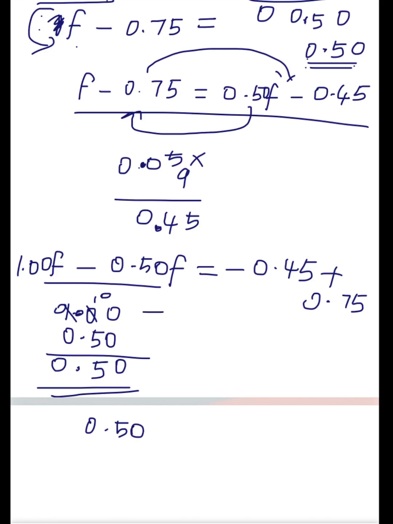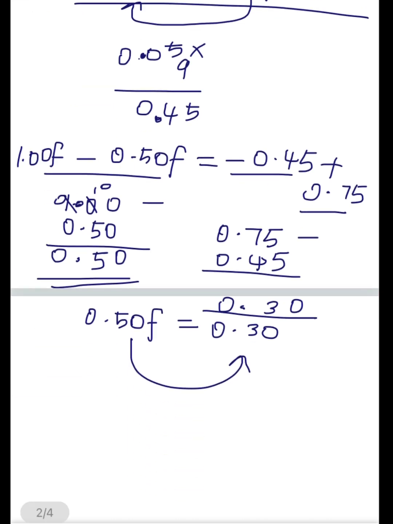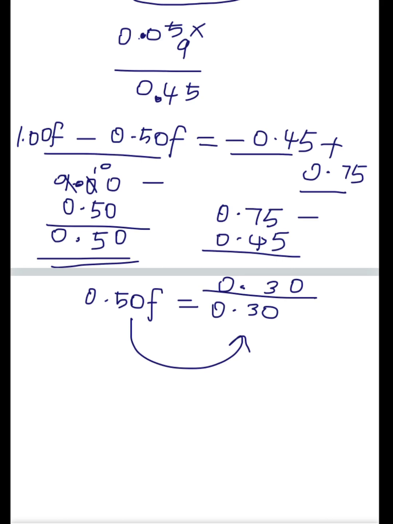So 0.50 f is equal to what is here? Minus 0.45 and plus 0.75. That means you have to do the subtraction, that is 0.75 minus 0.45. Then what will you get? 0.30. Understand? So 0.50 f is equal to 0.30. So in order to get this f alone, you have to take this 0.50 to the other side. So f is equal to 0.30 divided by 0.50. Understand?